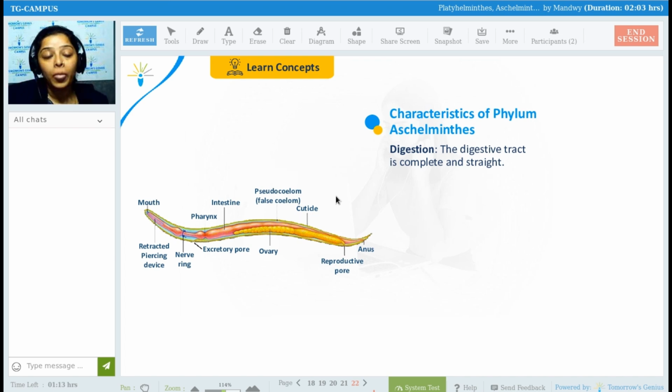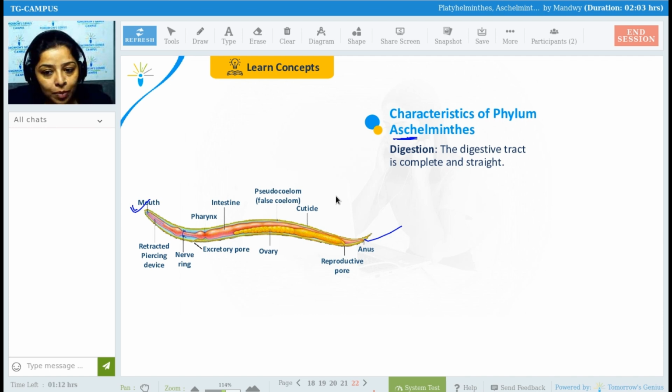Digestive system. Okay. In the Platyhelminthes, the digestive system was not complete, right? But now in the Aschelminthes, the digestive system is complete, because it consists of a canal from the mouth to the anal pore or anus. If the organism has a canal with the mouth at one end and the anus at the other end, then only we say that the system is complete. Okay.